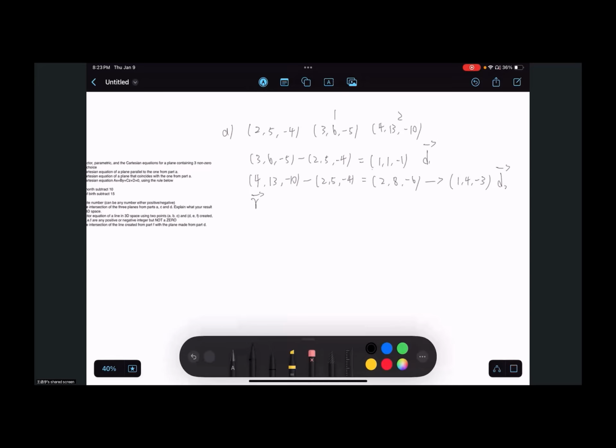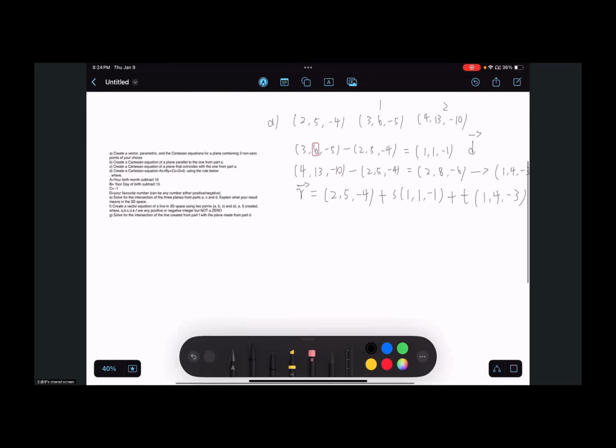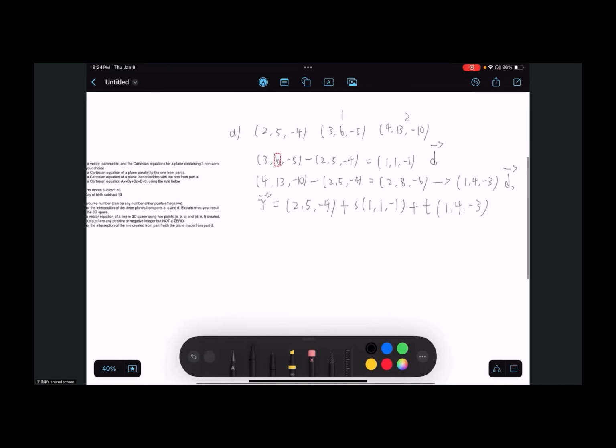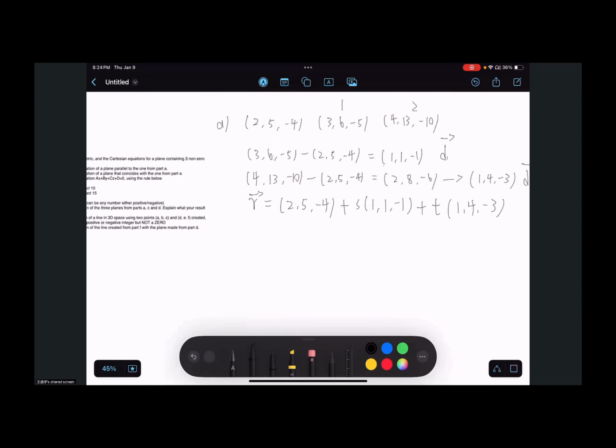It's 2, 5, -4 plus s times 1, 1, -1, and plus t times 1, 4, -3. So the next thing we should do is to get the parametric equation.